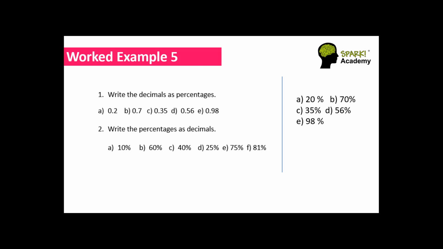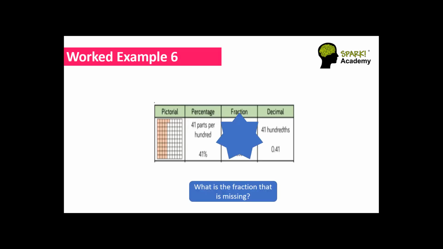So the first ones in percentages are 20%, 70%, 35%, 56% and 58%. And your decimals should be 0.10, 0.60, 0.40, 0.25, 0.75 and 0.81.